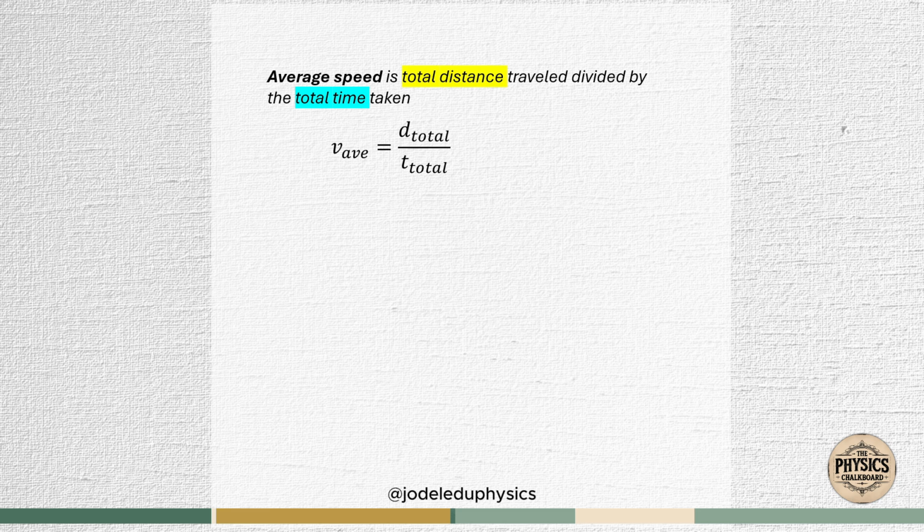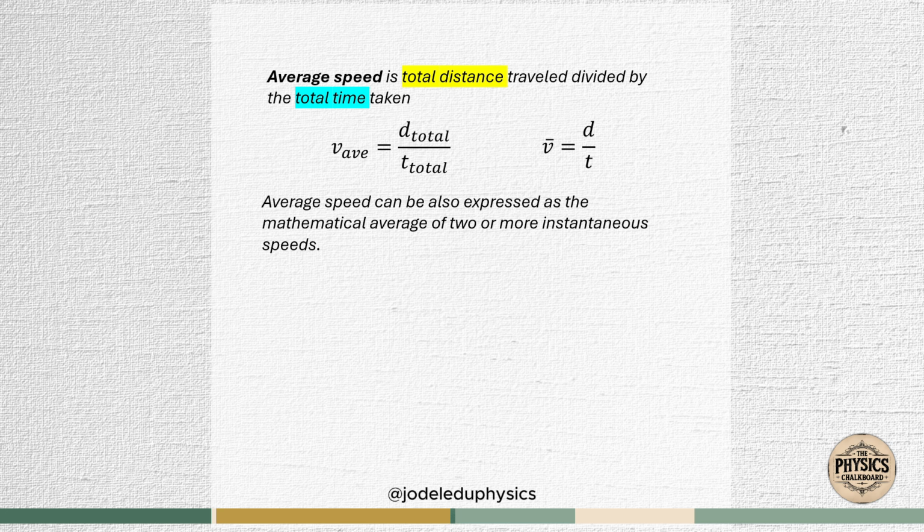But this notation can be a bit bulky, so we often use a simpler format, a bar over the symbol for speed, like this, to show that it's an average. In this case, we usually drop the total labels, but keep in mind that both D and T still refer to the total distance and total time. Here's another key insight. Average speed doesn't always come from just one continuous trip. If you have several instantaneous speed measurements, you can calculate the average by taking the mean of those values.